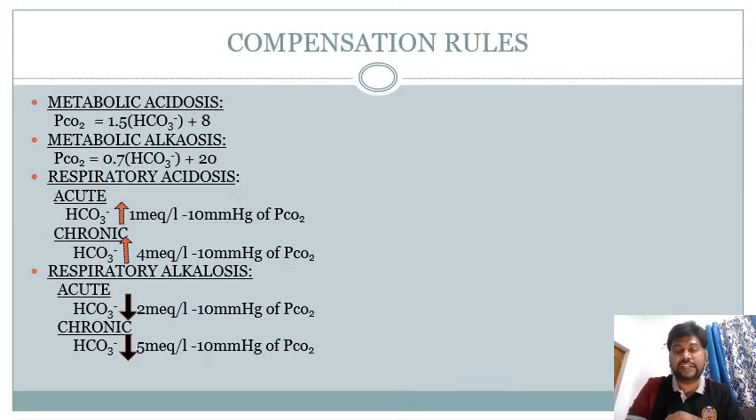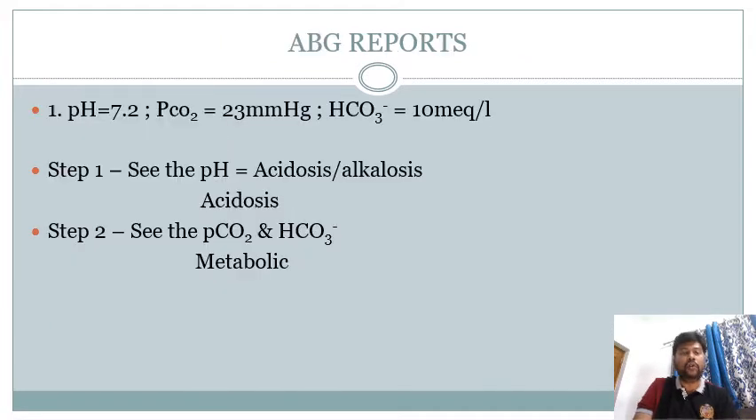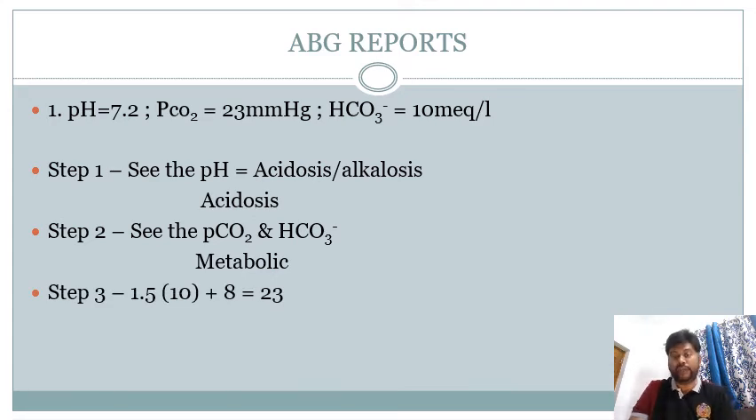So in each condition, how the other component will change, how much it can compensate, for that we have certain formulas. Out of these formulas, our case is a metabolic acidosis, so we have to take this first formula. In this formula you have to substitute the bicarbonate value. What is the bicarbonate value in this patient? 10 milliequivalents per liter. When you substitute this 10 in the formula, the answer comes as 23. So that should be the compensatory PCO2 level.